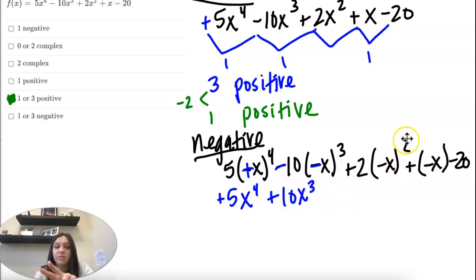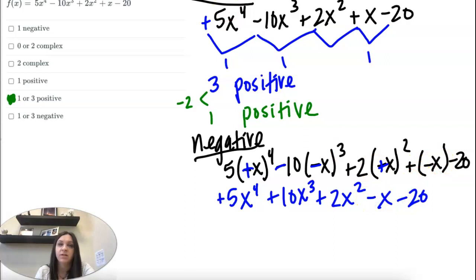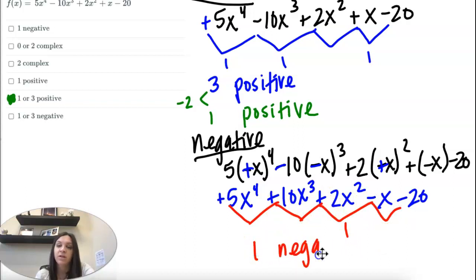A negative times a negative, something squared, is a positive. So this stays a positive 2x squared. Positive times a negative is a negative, and then minus 20. So now we're going to do the same thing. We're going to count: positive to positive, positive to positive, positive to negative, negative to negative. So there's only 1 negative here.